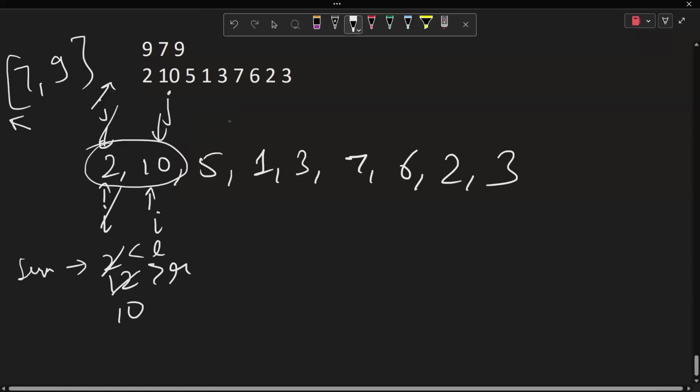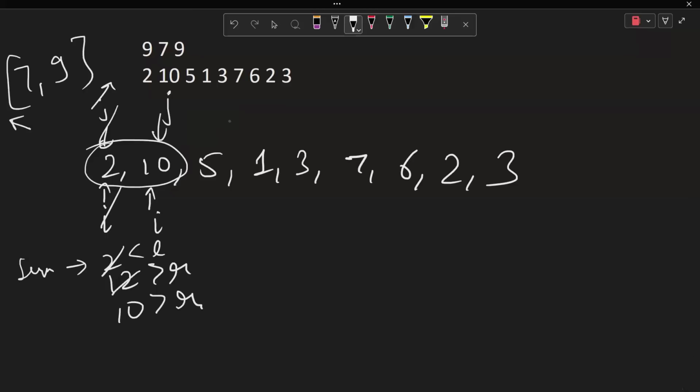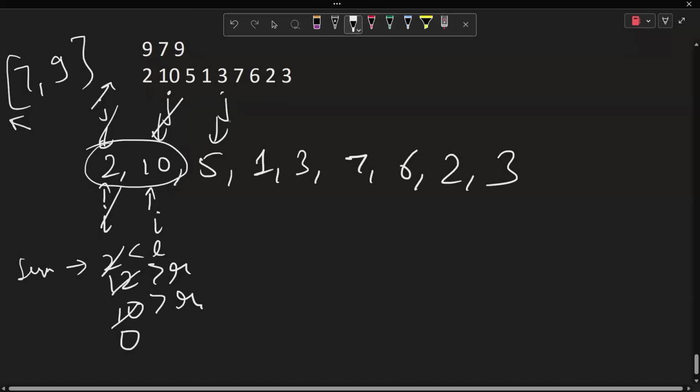So excluding this 2, it became 10. Now we would check 10. 10 is still greater than R. So we keep excluding until we get below R so that it comes in the range. We would move our J pointer right. 10 minus 10 became 0, so we have nothing in the range. The sum became less than L.